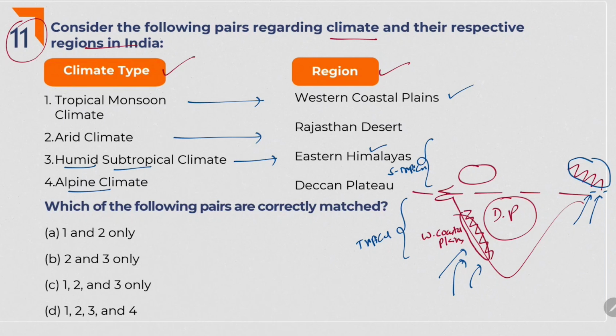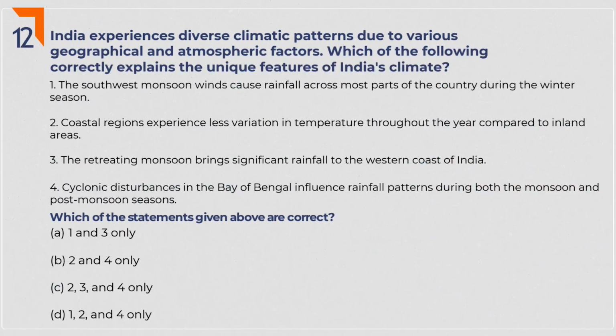See, Deccan Plateau is in central India, where we can see alpine climate. In whichever places we can see high mountains, like in Himalayas and in western Ghats in South India, we can see alpine climate. Deccan Plateau is dry area. How can we see tall forests? So this is wrong. Answer is 1, 2 and 3.